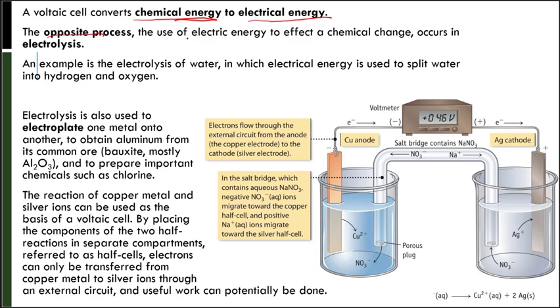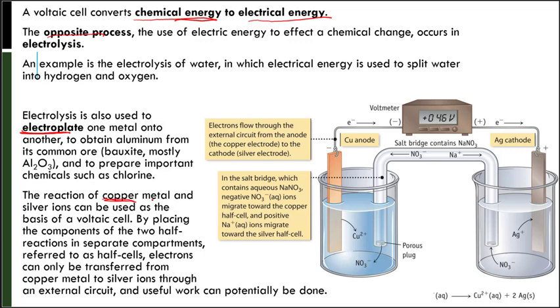The opposite process, the use of electrical energy to affect a chemical change, occurs in electrolysis. An example is the electrolysis of water, in which electrical energy is used to split water into hydrogen and oxygen. Electrolysis is also used to electroplate one metal onto another, to obtain aluminum from its common ore, and to prepare important chemicals such as chlorine.